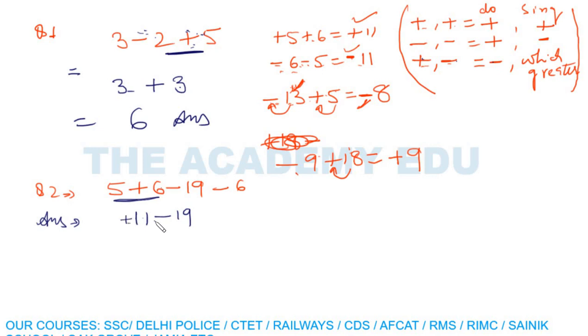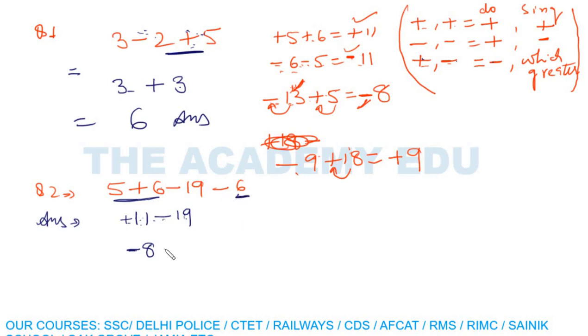So plus minus minus. So 11 minus 19, we get minus 8. Why? 19 minus 11, 8. And this is a negative. 19 is greater, so we put a negative sign here.